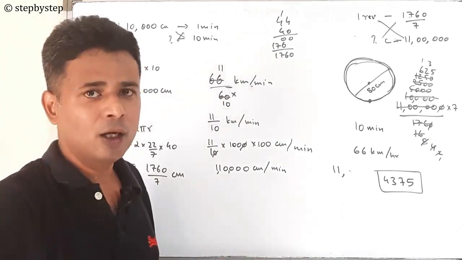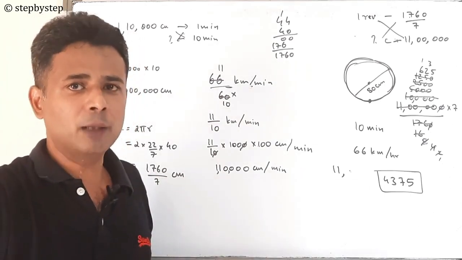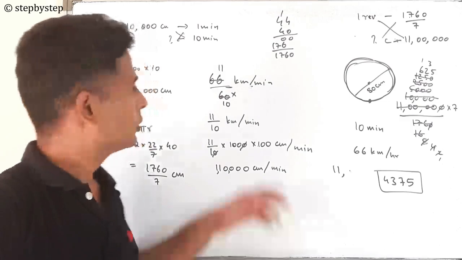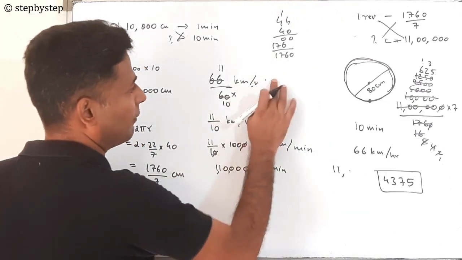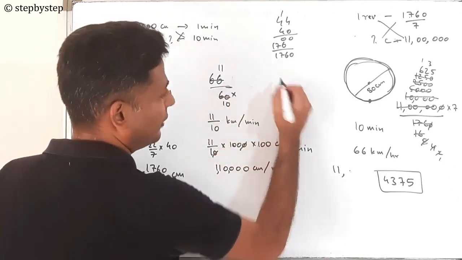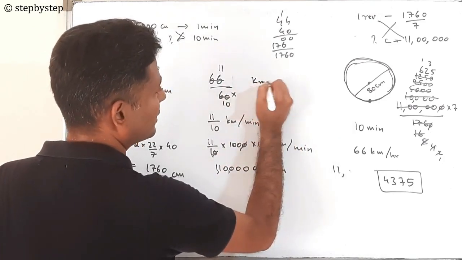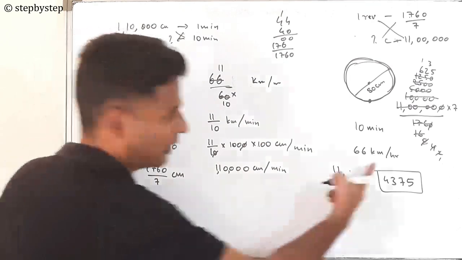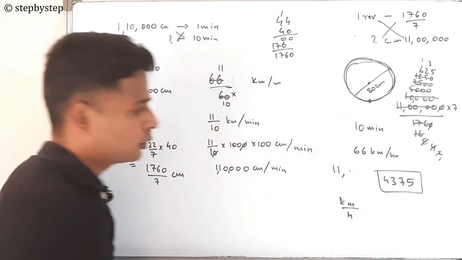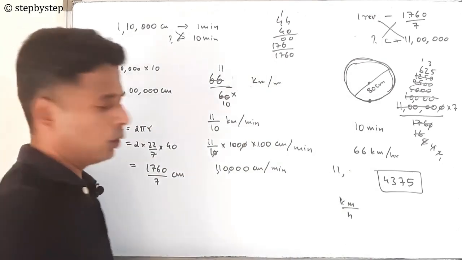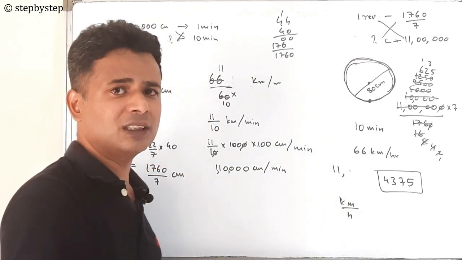Guys, I hope this is very important, because you need to know how to convert kilometer per hour into meter per second, or kilometer per minute, or meter per minute. So I hope you remember. Whenever they say kilometer per hour, it means kilometer by hour, right? So now depending on what you have to convert it to. Let's say we had to convert hours to seconds.